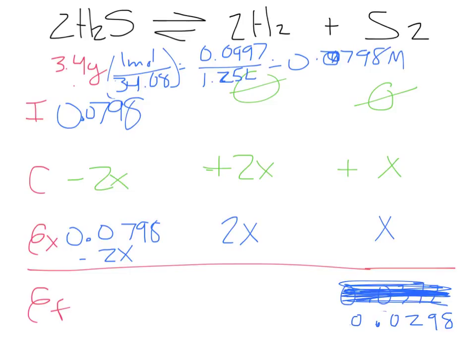So what is 0.0298 doubled? 0.0596. Okay? And then what is, and this is the aggravating part, but it's just basic algebra, what is 0.0798 minus 0.0596? 0.0202.